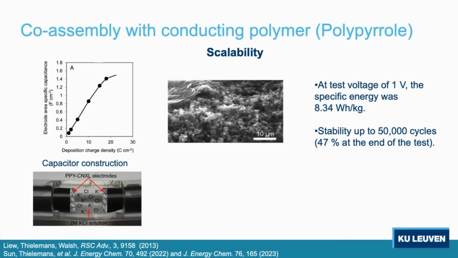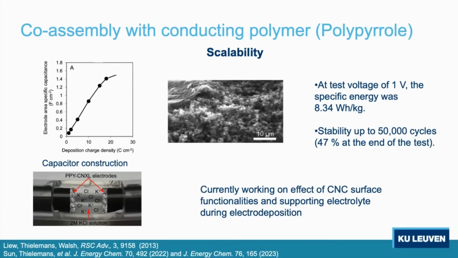And then with these, we did a test of 50,000 cycles, which is a bit ridiculous. And nobody has a mobile phone for 150 years, but it might be interesting in a car for recovering energy when you brake. And there you still have almost half of your capacity. So now we're looking at the effect of surface functionalities of CNCs and supporting electrode during electrode deposition to actually boost these values a bit more.